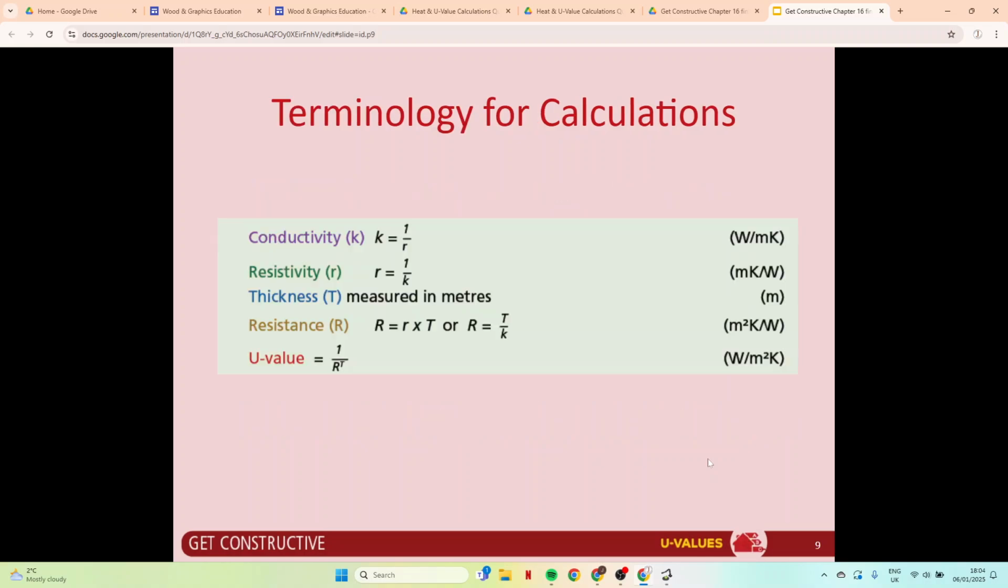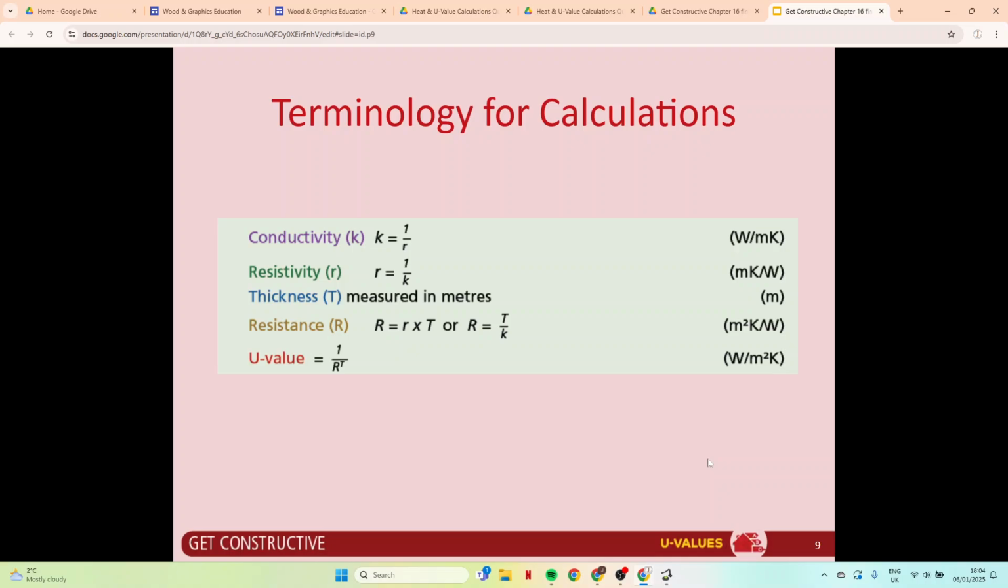How this works. This is the terminology we need for calculations. We have conductivity, which is always denoted by a small k, resistivity, small r, thickness in meters, very, very important, your resistance, and your U value itself.